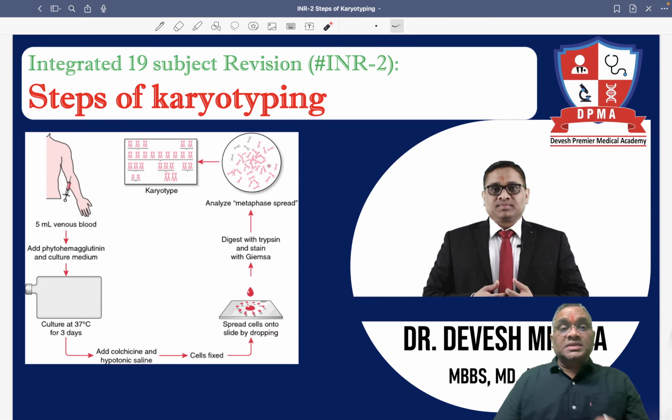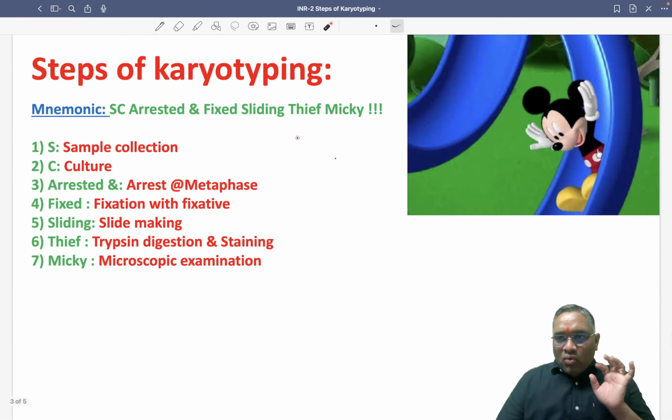Hello everyone. In this INR series, we are going to discuss the steps of karyotyping, which was an INICET question in 2022. From here, you will get 3 or 4 questions which have already been asked in the NEET PG exam and FMG exam. So listen to this very carefully. You may get this question. In INICET, the question was: what is the sequence of steps of karyotyping? So let's start. How will we remember this?